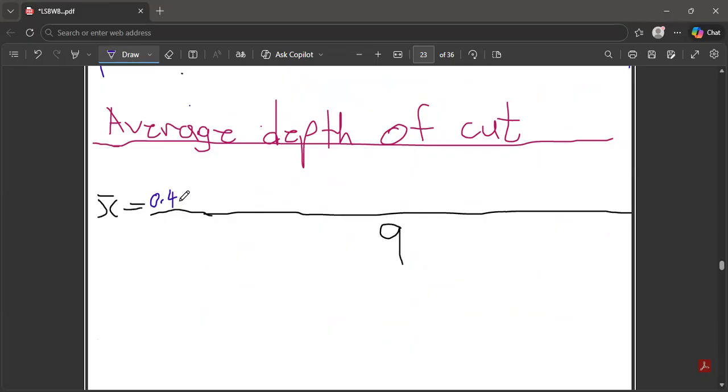0.4, plus 1.4, plus 0.2, plus 0.8, plus 0.1, plus 0.7, plus 2.5, exactly plus 3.1, plus, let's say, 0.3.